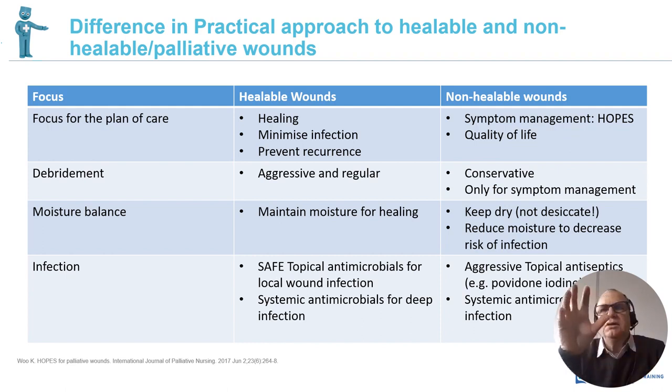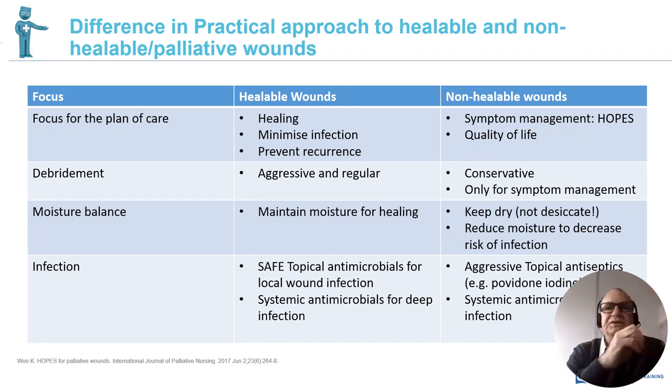So the practical approaches here, we focus on the plan of care, as we said in the beginning. For healable wounds, our main objective is to heal the wound as quickly as possible, prevent or manage infection if it's there, and in the long run prevent recurrence by means of continuously compressing the lower limbs, offloading, etc. In a non-healable wound, we only use symptom management, as we'll see in the coming slides.